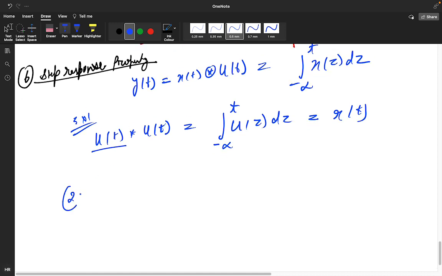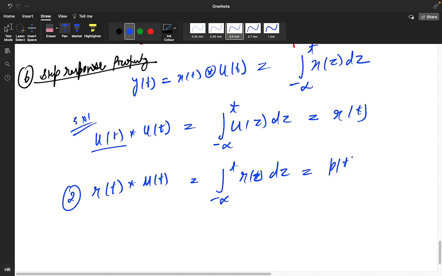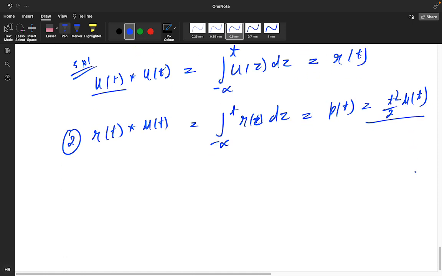Second example, you have r of t convoluted with u of t. Okay, so take minus infinity to t, r of tau d tau. So it will give you, I already told you this, the integration of the ramp signal will give you parabolic signal. So p of t you will get, and the value of a parabolic signal is t square by 2 u of t. Previous class I taught you these things.